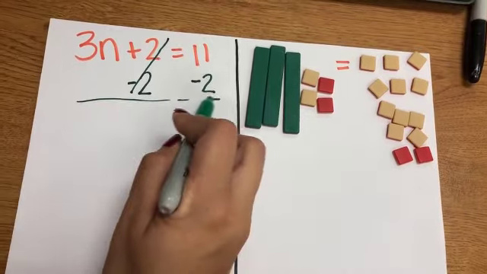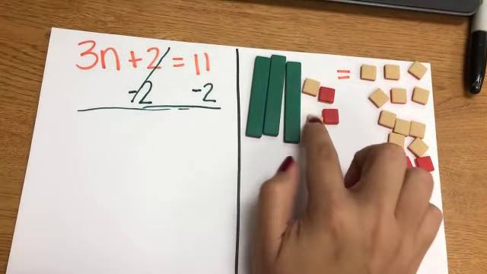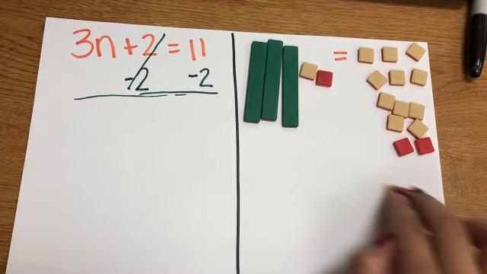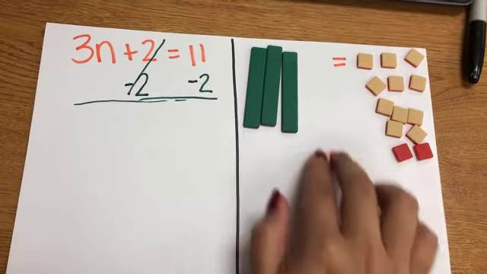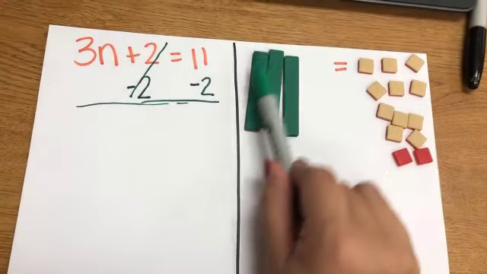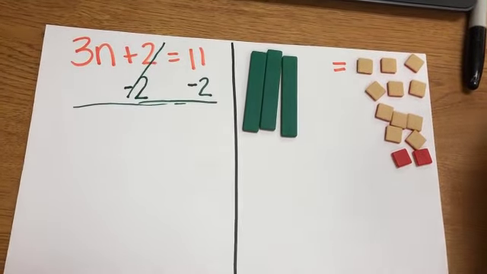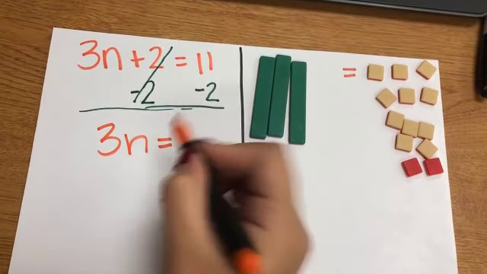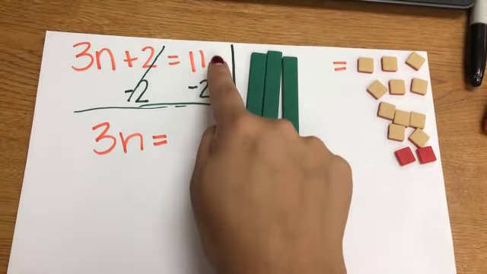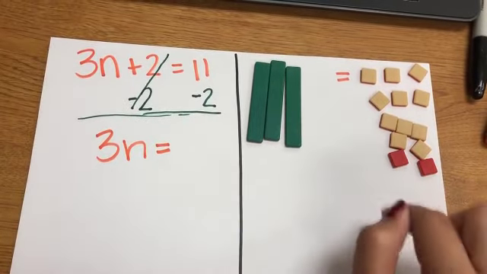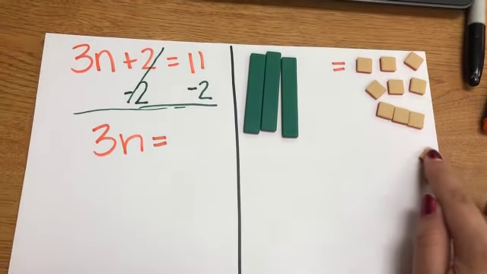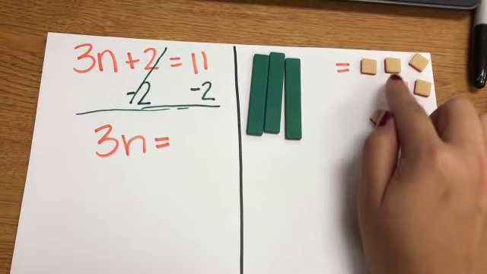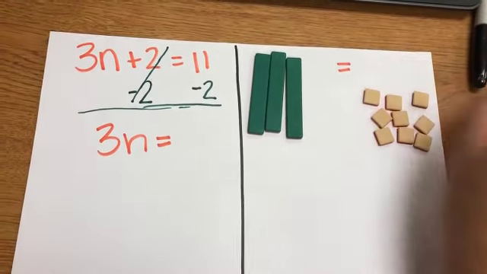So we're moving on. Remember, I have a positive and a negative. They cancel each other out. They are 0 pairs, so I can take that pair out, and I can take that pair out. So on this side of my equation, I still have 3n. And on my other side, I had 11 minus 2. Again, these are 0 pairs, so I can take that one out and that one out. And 11 minus 2 should give me 1, 2, 3, 4, 5, 6, 7, 8, 9.